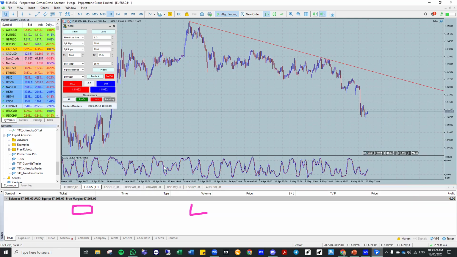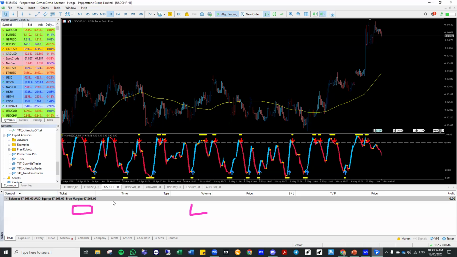Okay, so that's the okay. Now let's look at the trend line side of things. Now I don't think I'm going to be able to get rid of those lines for some reason.